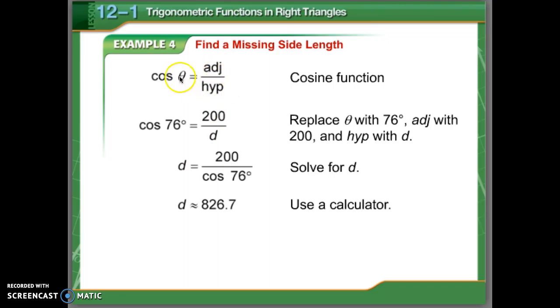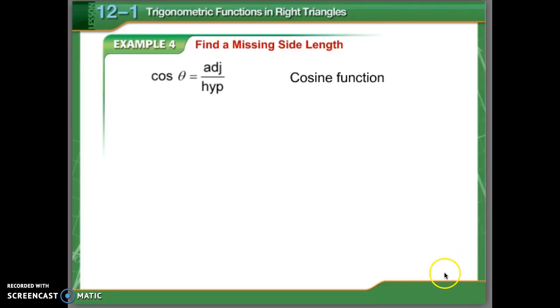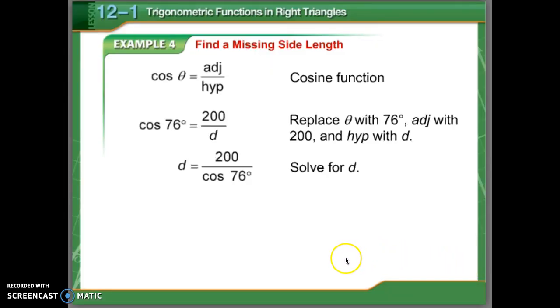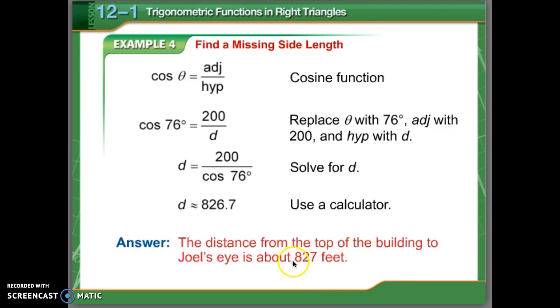So when we have adjacent and hypotenuse, we're using cosine. So we have cosine of 76 equals 200 over D. We're going to cross multiply, and that will end up giving us D equals 200 divided by cosine 76. So 76 degrees is not one of our special angles, so that's something we just have to plug in the calculator. So when we do that, we're going to get a value of 826.7. So that tells us that the distance from the top of the building to Joel's eye is about 826.7 feet, or about 827 feet if you round to the nearest whole foot.